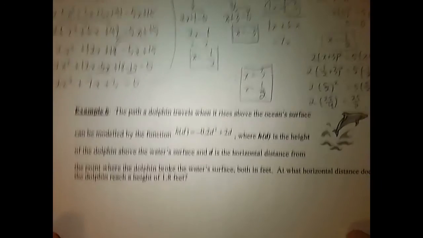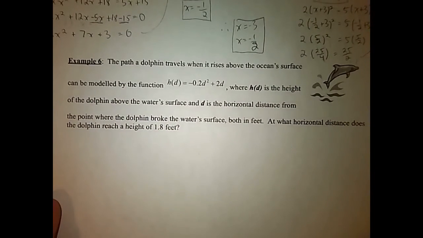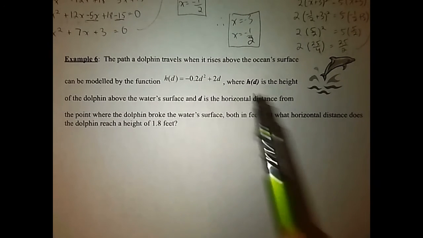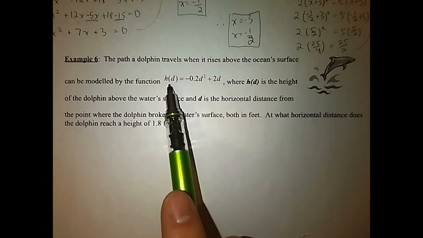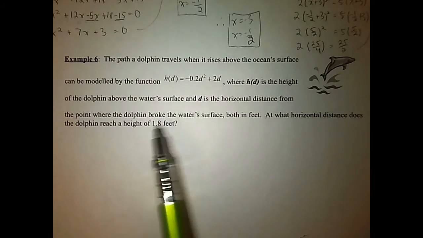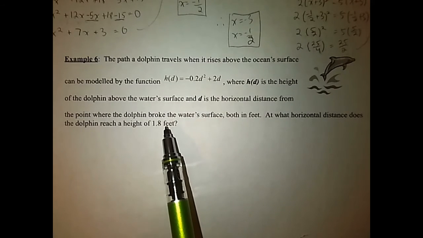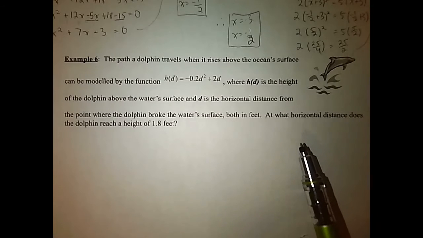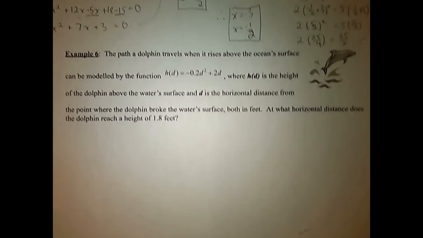So our last example here is: the path a dolphin travels when it rises above the ocean surface can be modeled by this function here, where h(d), this part, is just the height of the dolphin above the water surface, and d is the horizontal distance from the point where the dolphin broke the water surface, both in feet. So at what horizontal distance does the dolphin reach a height of 1.8 feet?